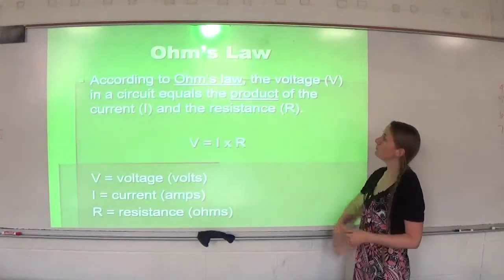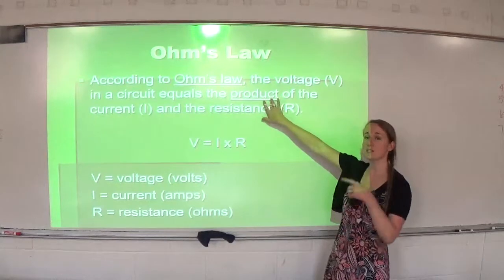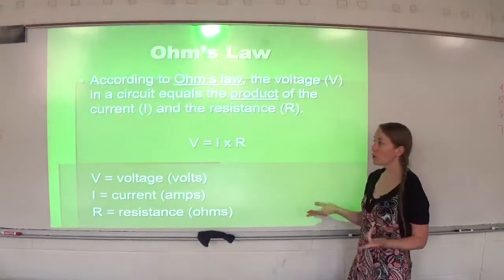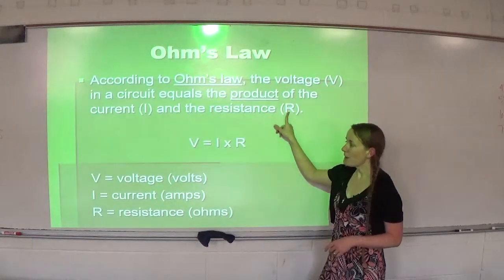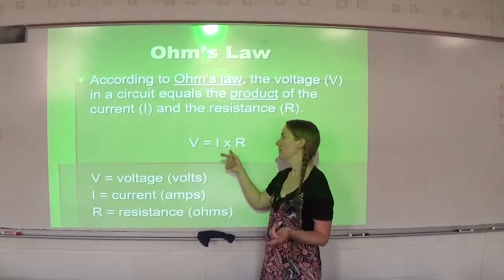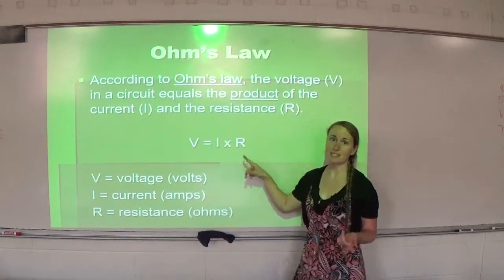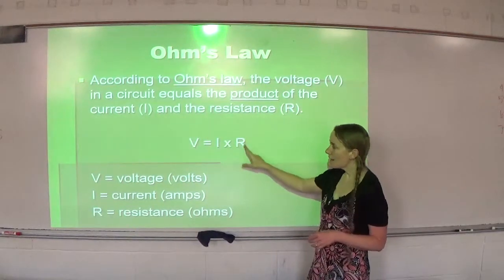According to Ohm's law, the voltage, which is V, in a circuit equals the product, so of course product is multiplication, of the current, which is represented by I, and the resistance, which is represented by R. So be careful. I know the font I chose is probably not the best. So this is a capital I. It's not a lowercase l. So in other words, your voltage equals current times resistance.